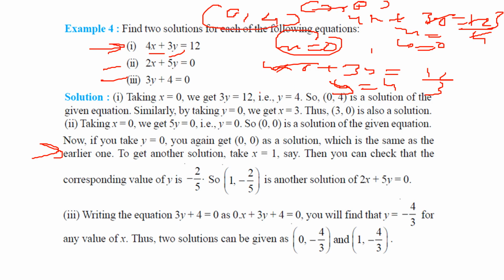You can take any values. I'm just saying that you put x equal to 0, you find y. You put y equal to 0, you find x. This is the best way to find out the solutions.